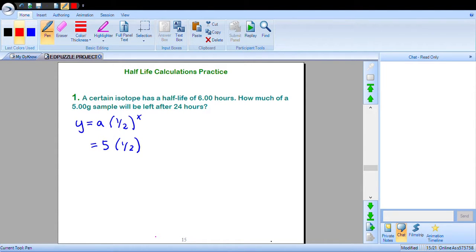We know that we're trying to find how much will be left after 24 hours, and we know it has a half-life of 6 hours. So we're going to do 24 divided by 6 equals 4. That is the number of half-lives. So we're going to plug this 4 into the x value. We're going to plug this into the calculator, and we are going to get the answer of 0.313 grams. That is how much is left. That is our y. That is our final amount. That's my answer. Okay.